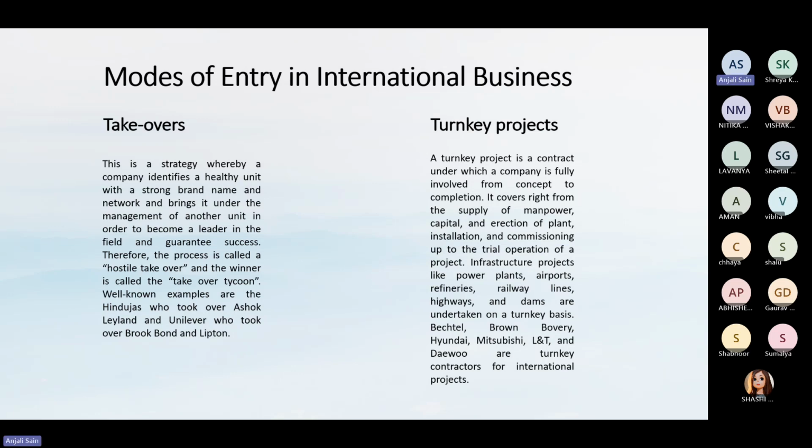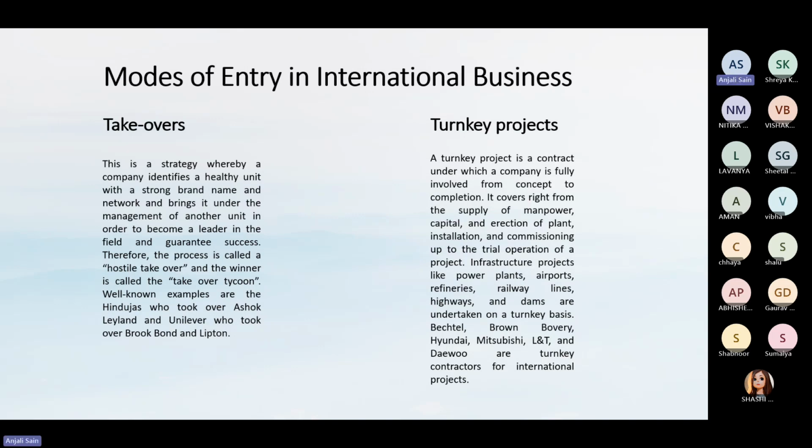इस केस में एक दो चीजें हो सकती हैं, होस्टाइल टेक ओवर हो सकता है या फिर फ्रेंडली टेक ओवर हो सकता है. Hostile takeover is, I make a quote which is much higher than its market value, then that will be the case of the hostile takeover. Then the winner in this case will be called a takeover tycoon.